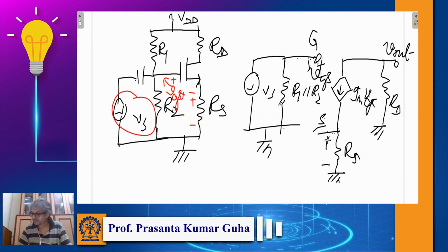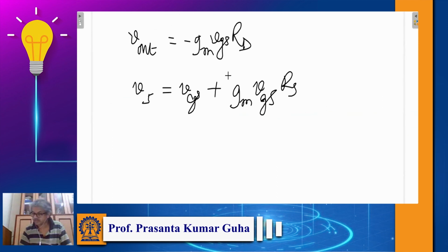Okay, so GM VGS, current is entering, so the voltage drop polarity will obviously be like this, and so we can have Vs is VGS plus GM VGS RS.